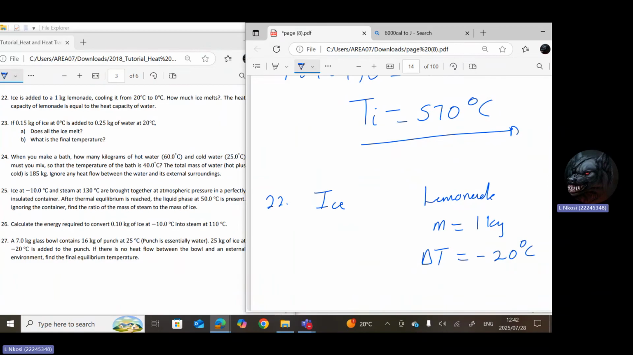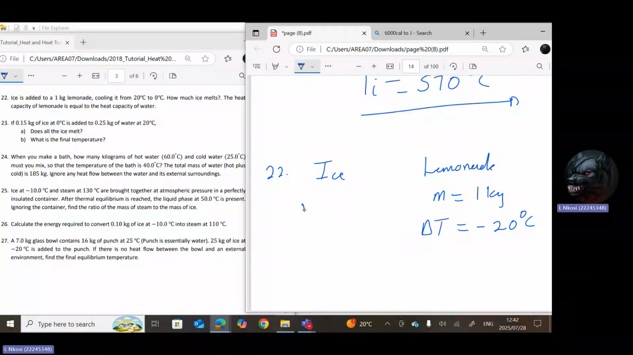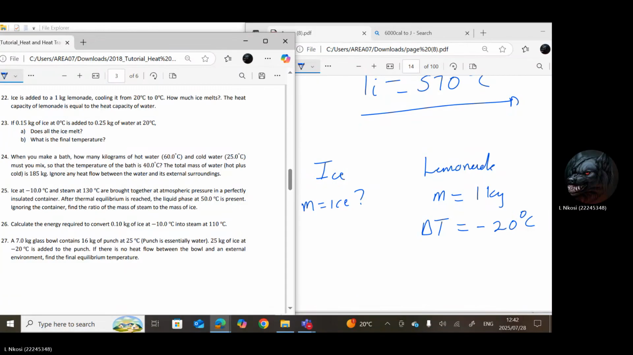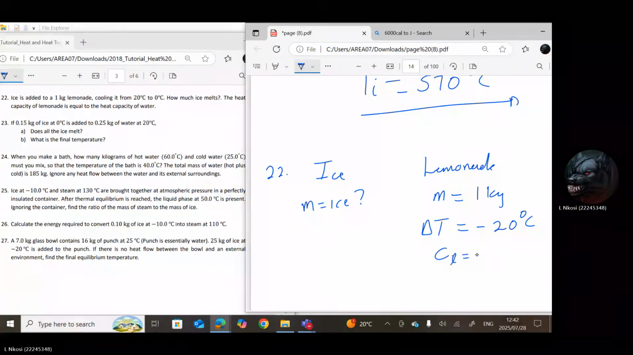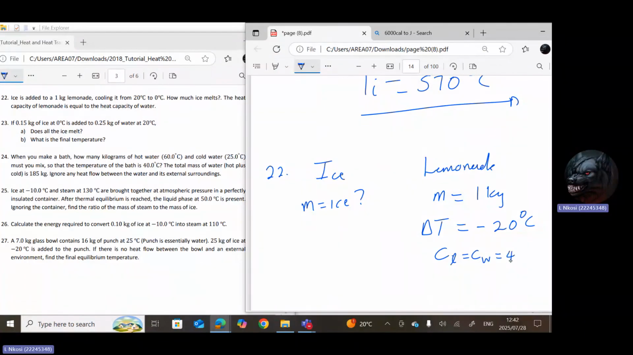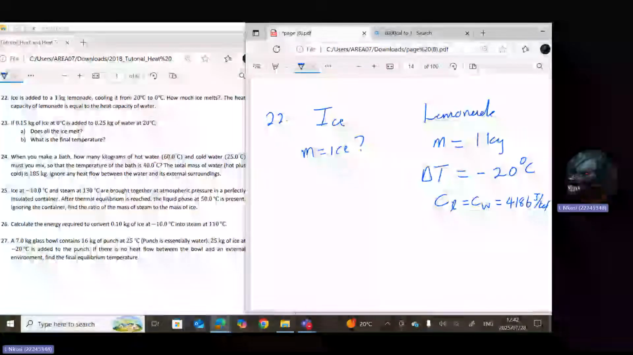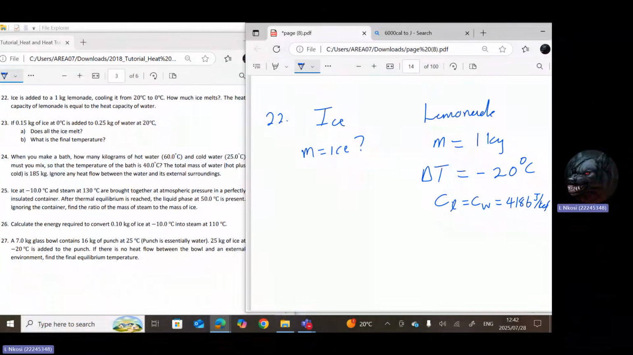How much ice melts? We want the mass of the ice that melts, but the heat capacity of lemonade is equal to the heat capacity of water. So the heat capacity of lemonade is the same as the heat capacity of water, which is 4186 joules per kilogram Kelvin. It's an easy one. You want the mass of the ice.